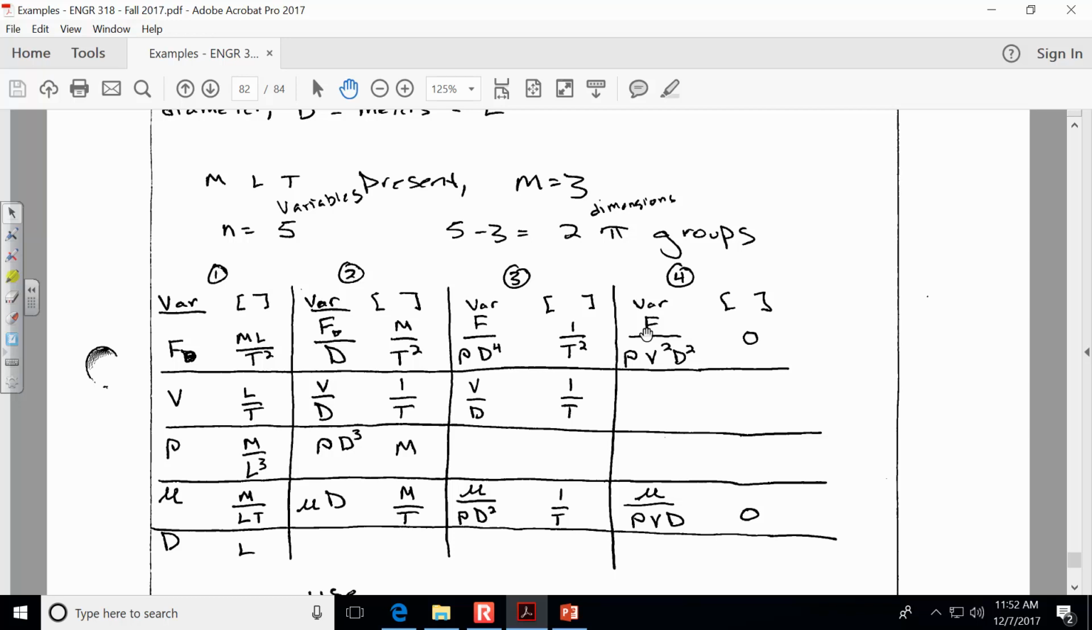But then how do we integrate this one down into here? That's the same thing. It's going to be the inverse of it. So it's going to be viscosity divided by density, velocity times diameter, and then that's also unitless.